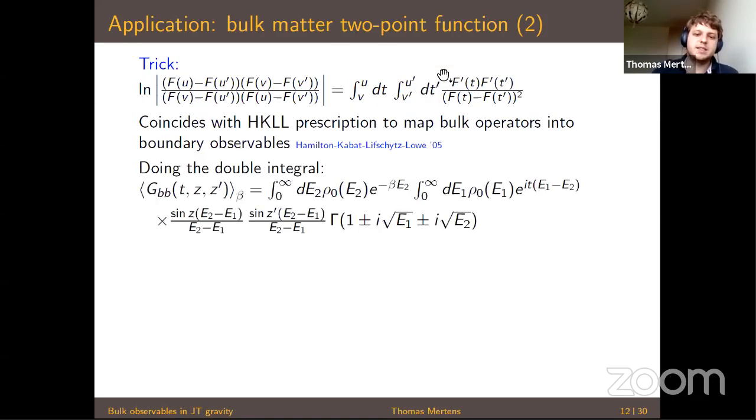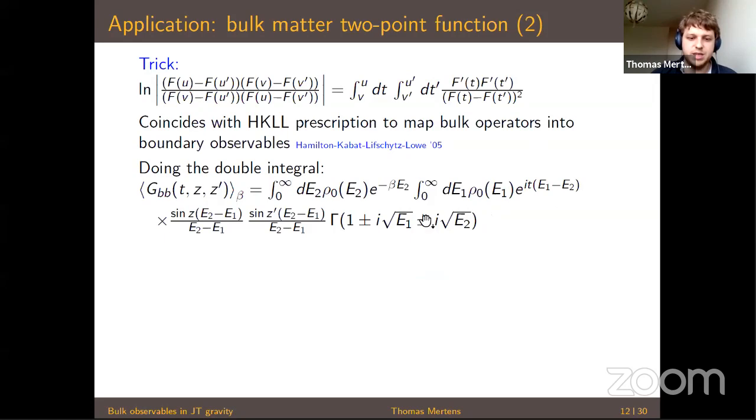But now, because we see that this is just a double integral of something we know how to compute in the Schwarzschild path integral, we just have to do that double integral of the final answer of the bilocal correlator in the Schwarzschild theory. So that's simple to do. And this is the answer you get.